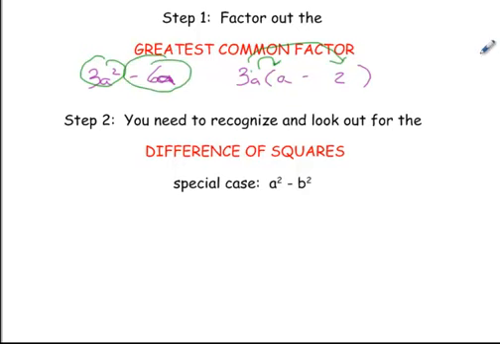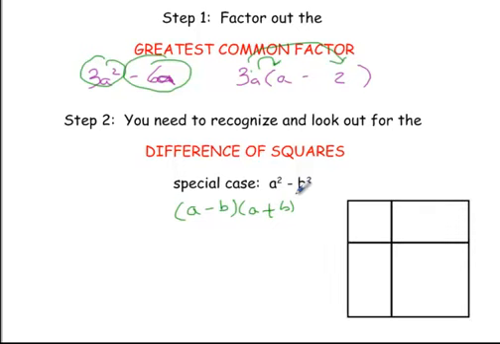Okay, step 2 is going to be look for the difference of squares case. Now, difference of squares case will have only 2 terms, and they'll both be perfect squares. The result of a squared minus b squared is a minus b times the quantity a plus b. And you could check that by multiplying.